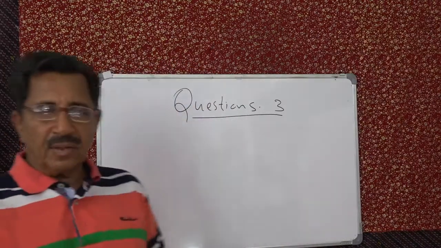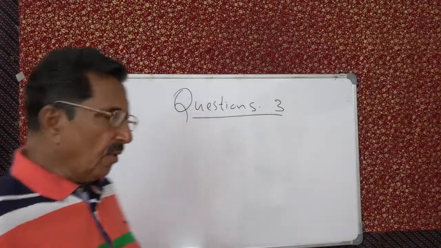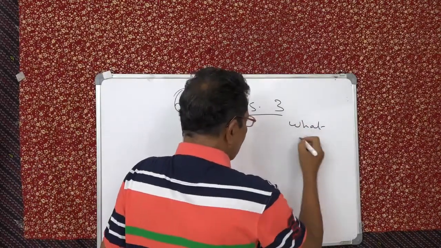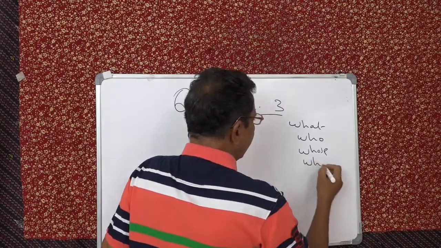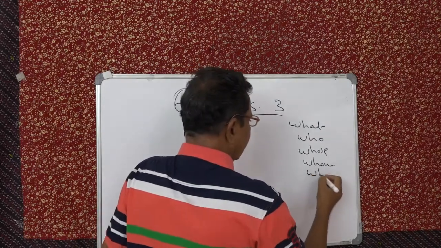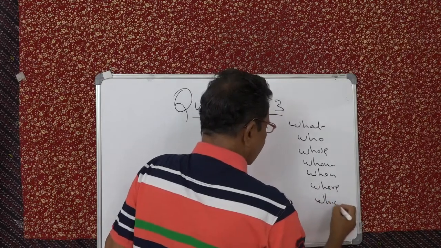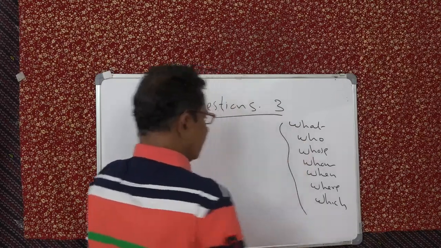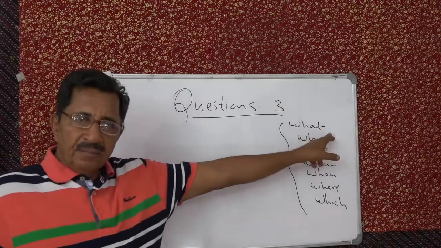Part 2, you remember yesterday we did, what was that? Question word questions. So how many question words? Remember what, who, whose, whom, isn't it? Then when, where, which. So 1, 2, 3, 4, 5, 6, 7. So 7 question words.